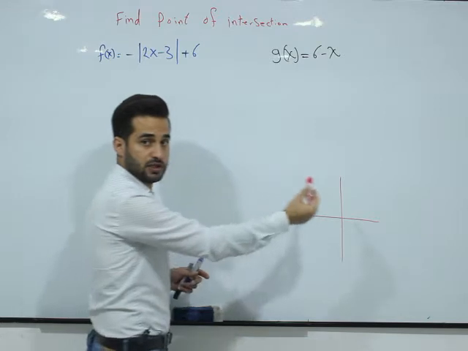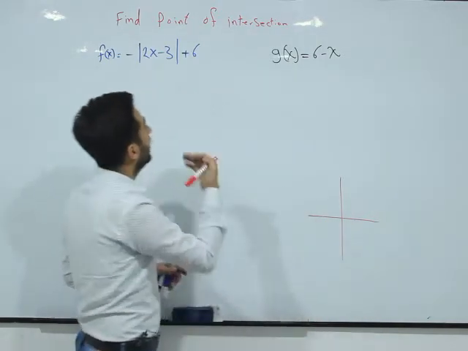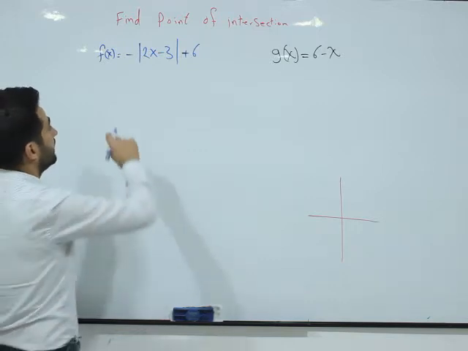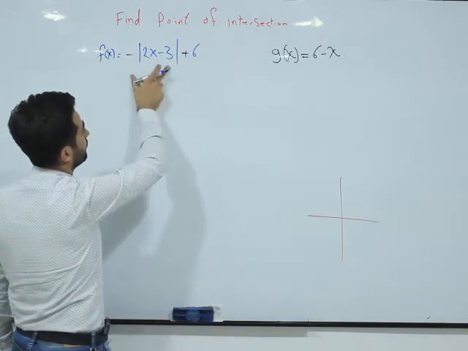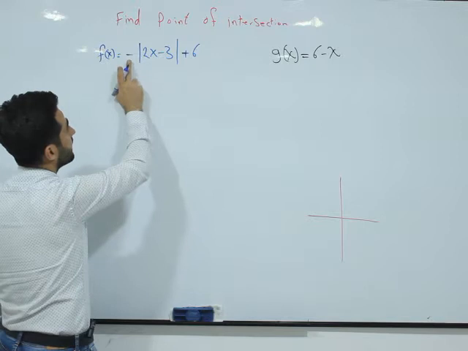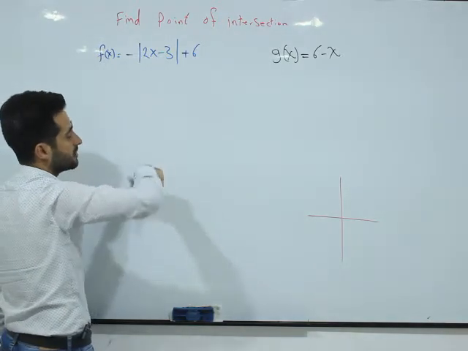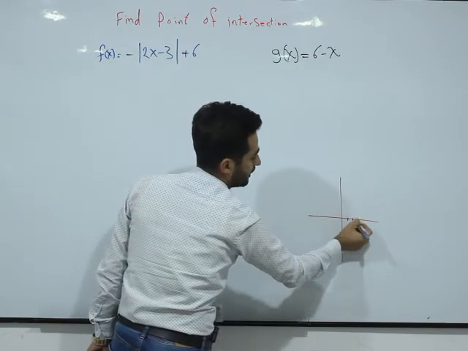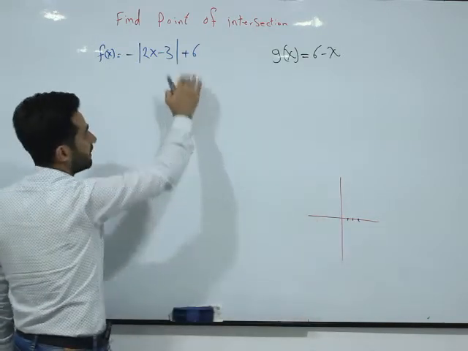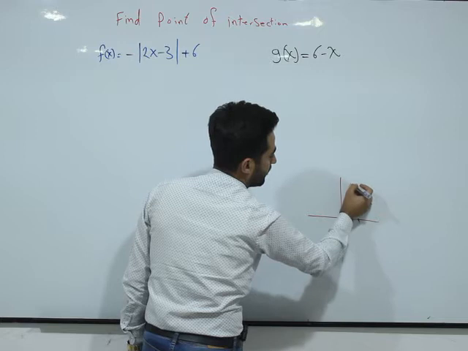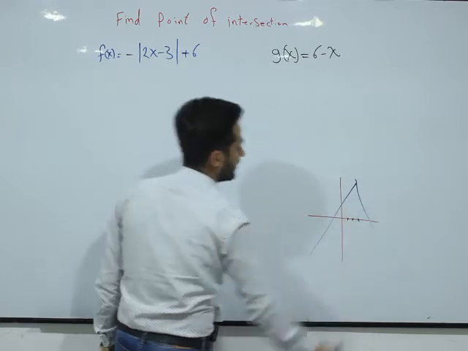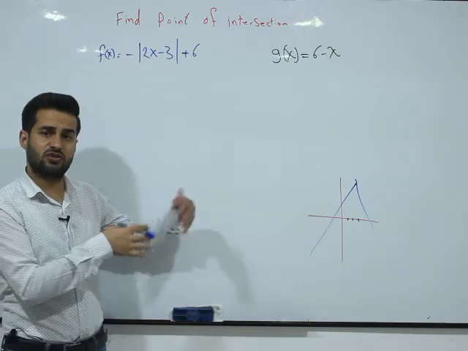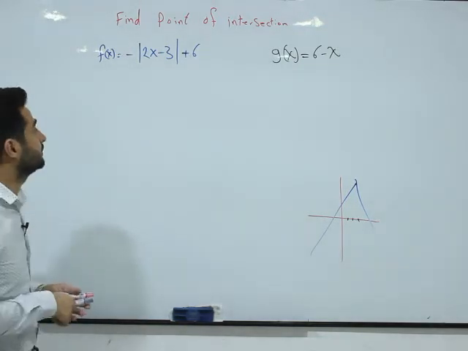First, I want to graph this here. How can we graph this? This is an absolute value, it means V. And this is minus, it means the V opens downward. This is minus 3, it means go to the right 1, 2, 3, and downward. This is plus 6, go up 1, 2, 3, 4, 5, 6. It looks like this, okay? This is not an exact value, I just drew it by my mind, that's it.